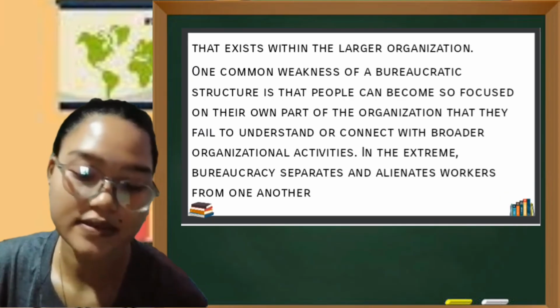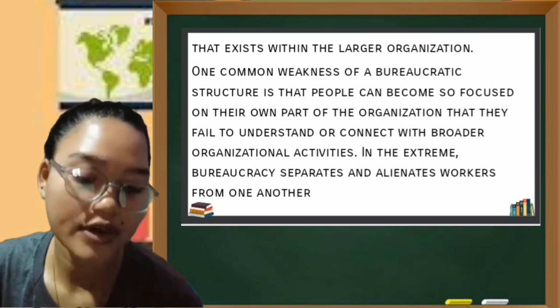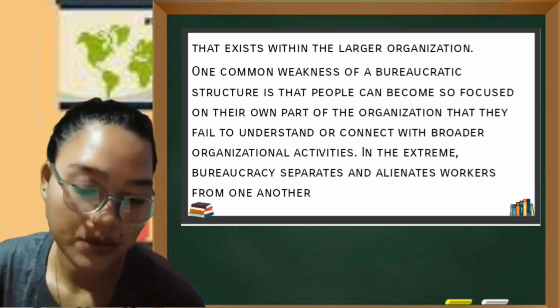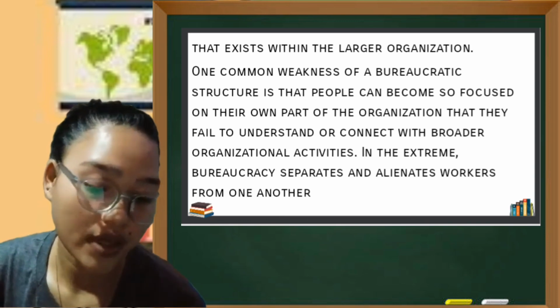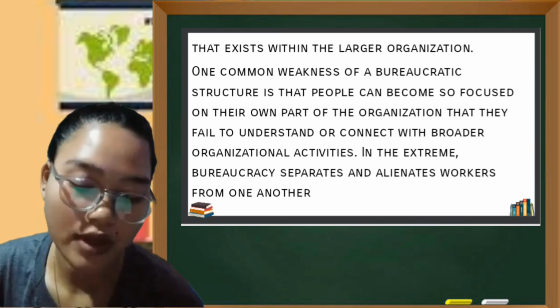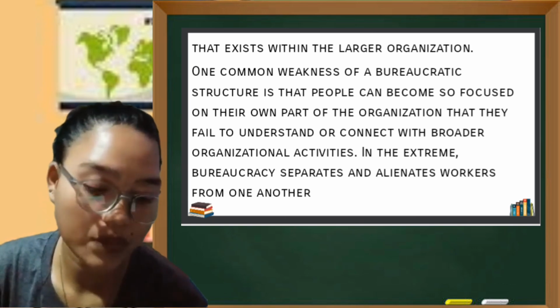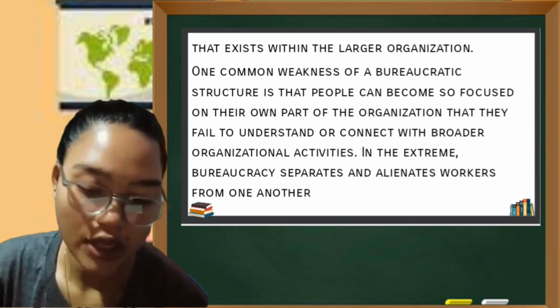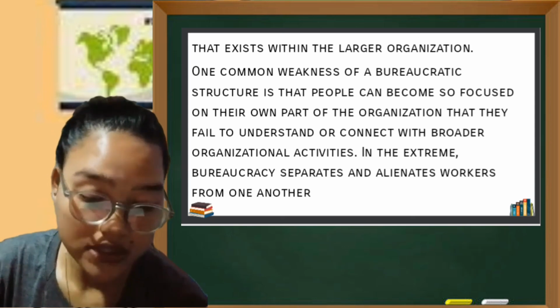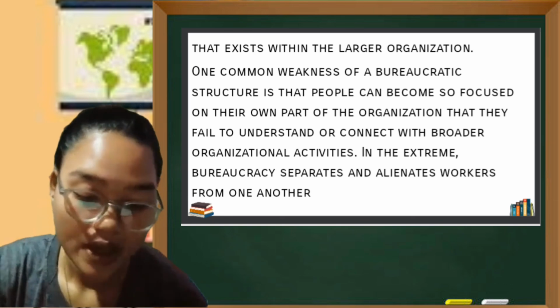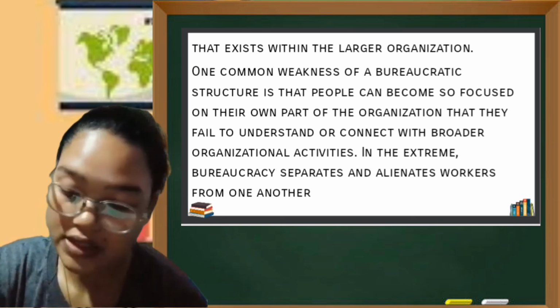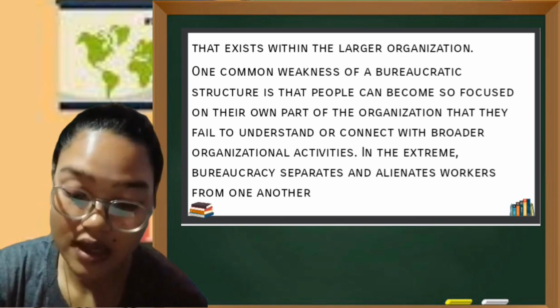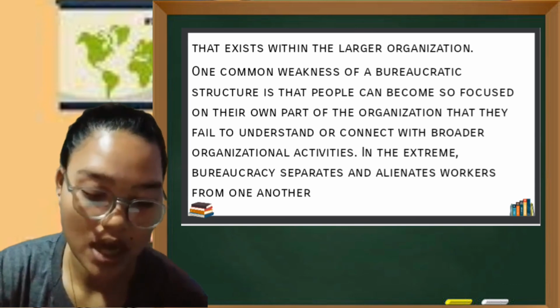They exist within the larger organizations. One common weakness of a bureaucratic structure is that people can become so focused on their own part of the organization that they fail to understand or connect with the broader organizational activities. In the extreme, bureaucracy separates and alienates workers from one another.